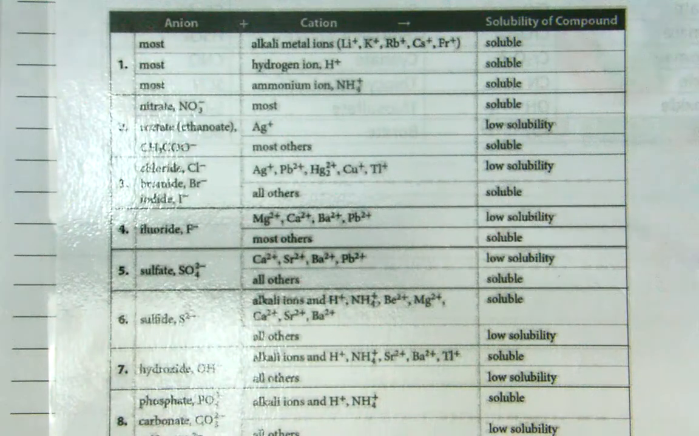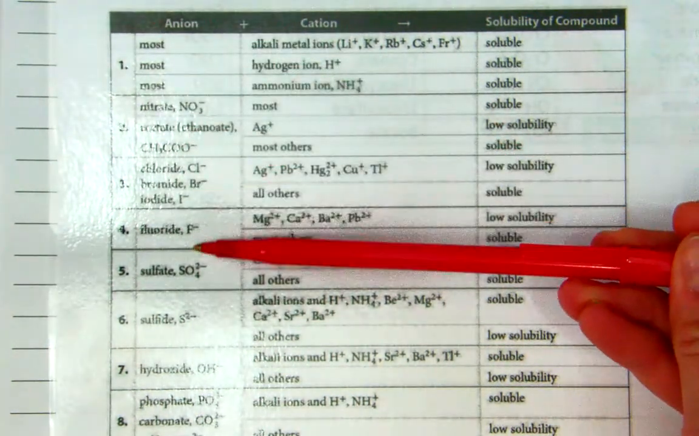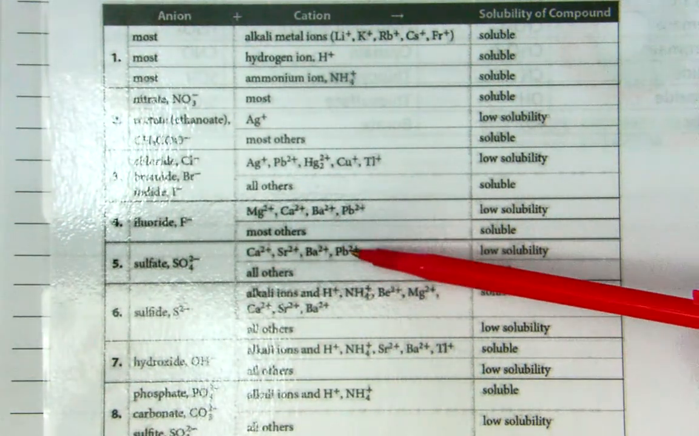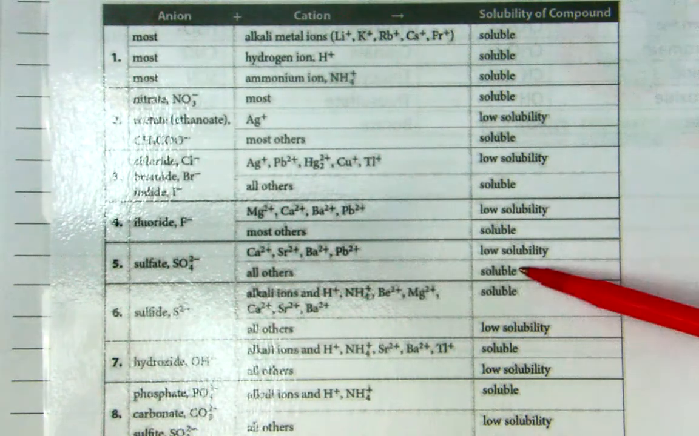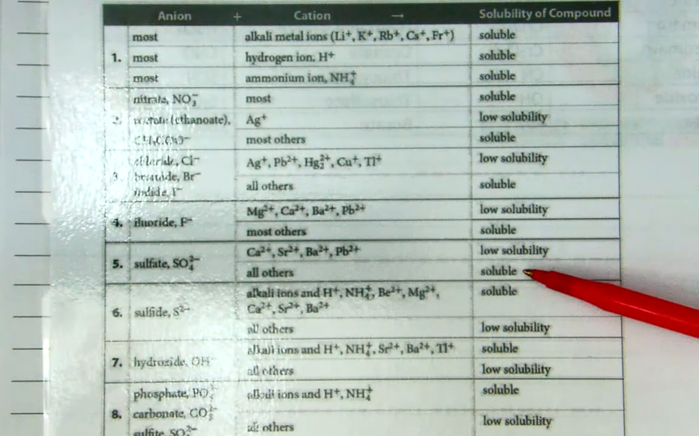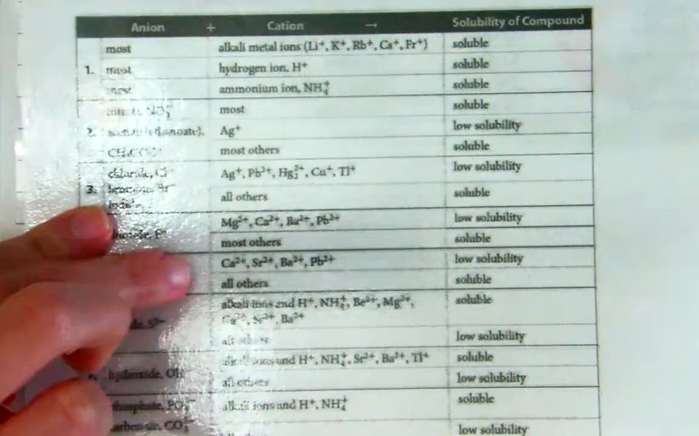So if I was looking at maybe magnesium sulfate, scroll down, I see, okay, sulfate. I see that calcium, strontium, barium, and lead sulfate are all low solubility, but all others are soluble. So if I had a solution with magnesium sulfate, it would be aqueous. So just make sure you have this handy, whether textbook or the actual reference sheet.